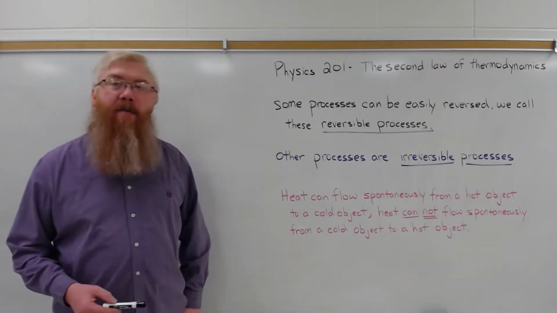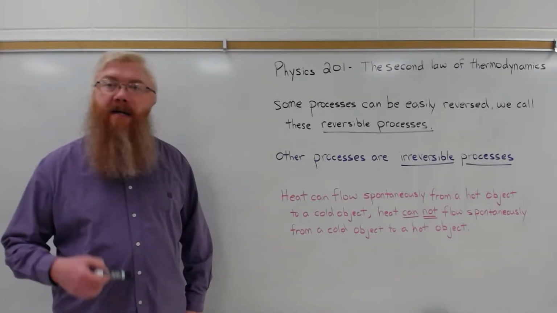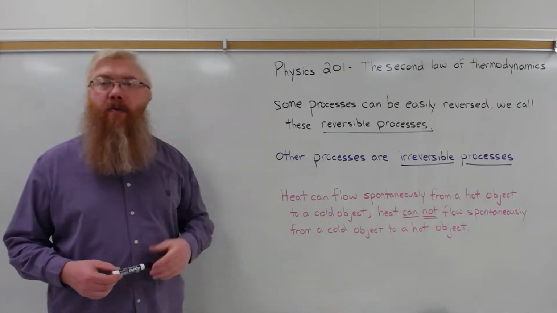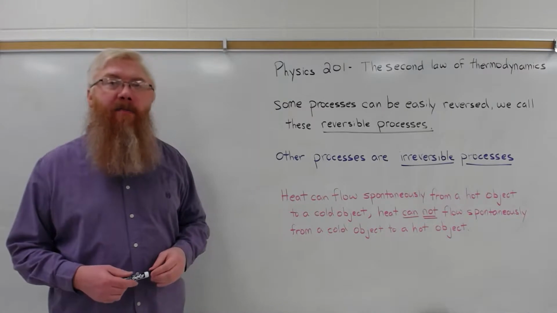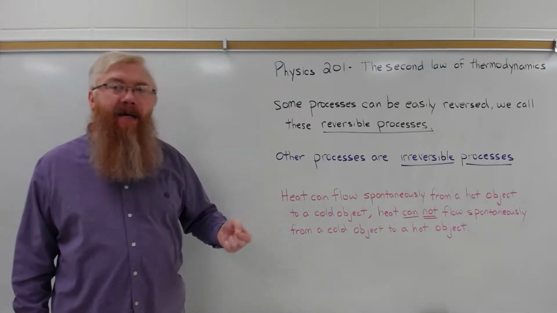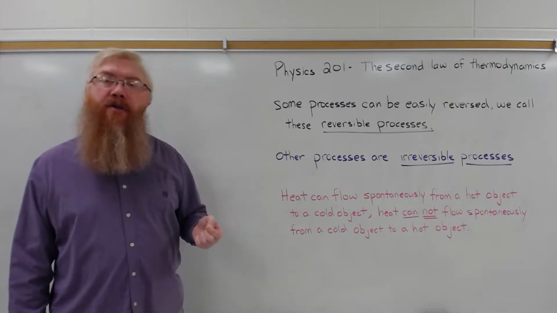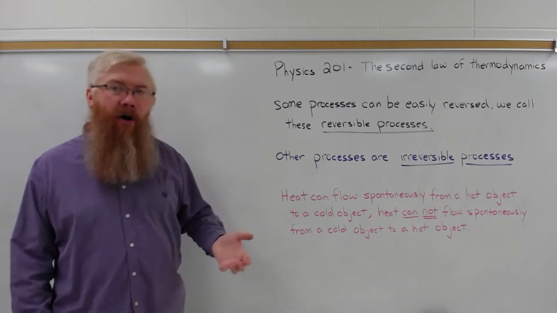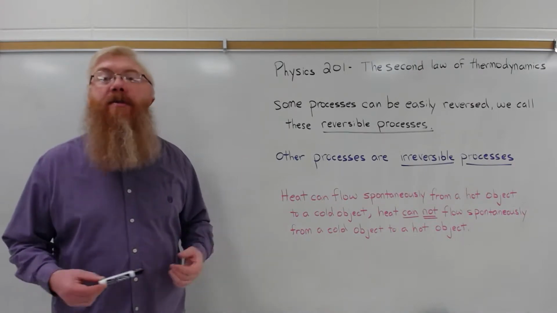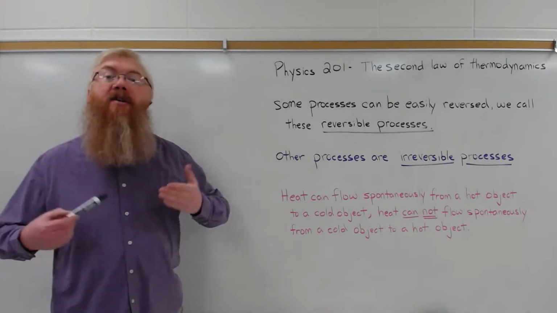So we're going to be talking about the second law of thermodynamics in this series of lectures. The second law of thermodynamics came about because people observed that the first law of thermodynamics could be followed in certain situations, but those situations didn't occur. Recall that the first law of thermodynamics basically states that energy must be conserved. Energy has to go somewhere.